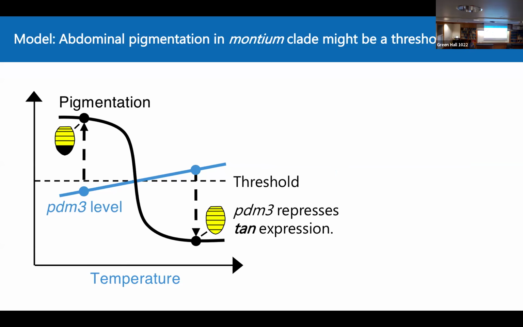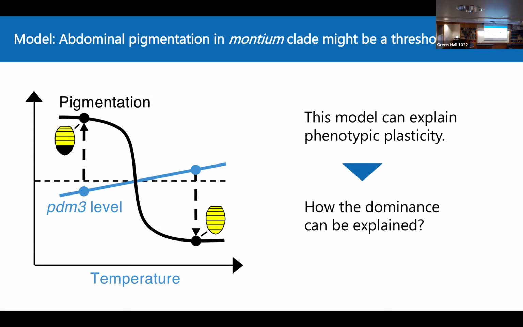And if the PDM3 expression level goes up and is above the threshold, it's possible to repress TAN expression. So there's no data to support that PDM3 represses TAN, but based on the data I currently have, it's possible to predict. So this model can explain phenotypic plasticity.